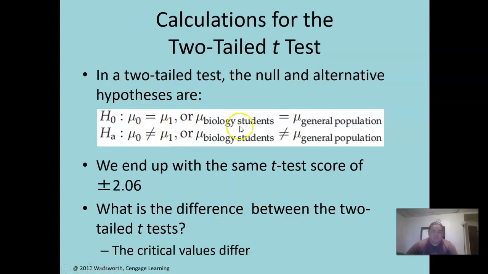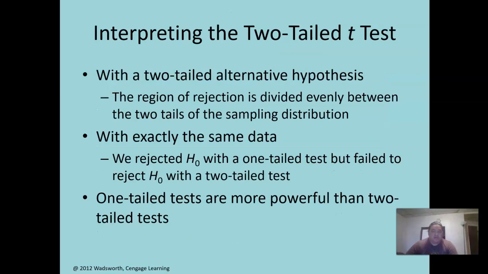So in the two-tailed test, we're just looking at whether they are different in either direction, and we get the same test score. What is the difference between the one- and two-tailed t-tests? The critical values differ. So remember, it's harder for the directional one than it is for the non-directional one. With the two-tailed alternative, the region is divided evenly between the two tails of the sampling distribution. With exactly the same data, we rejected with a one-tailed test, but failed to reject with a two-tailed test. So one-tailed tests are more powerful than two-tailed tests.